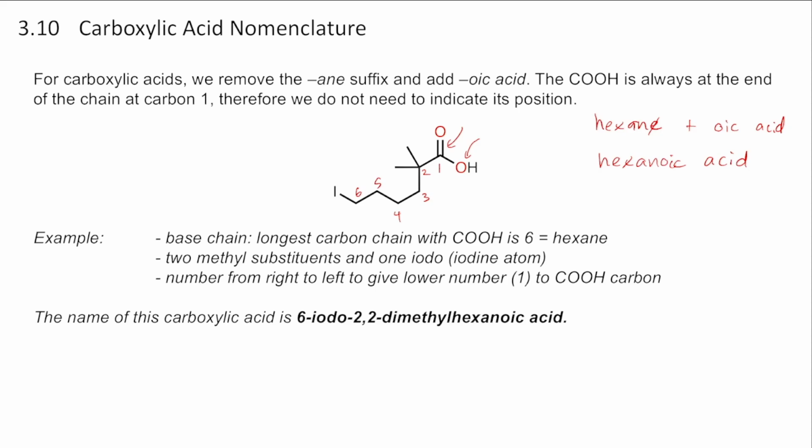For this particular one, we have substituents. We have a methyl and a methyl on carbon 2, and we have an iodo. So the name of this compound becomes 6-iodo-2,2-dimethyl hexanoic acid. No space between the dimethyl and the hexanoic. Notice that the iodo comes before the dimethyl because iodo comes before methyl alphabetically, because we don't count the di when we're alphabetizing. We're comparing M versus I.